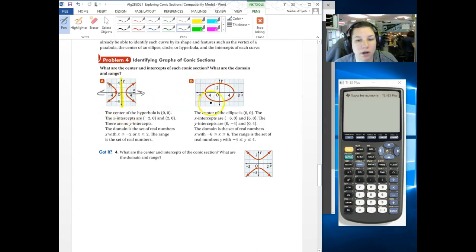For our ellipse here, it also has a center of 0, 0, has x-intercepts at -6 and 6, and those are also going to be the boundaries for our domain. And then y-intercepts at 4 and -4, and those are also going to be the boundaries for your range.